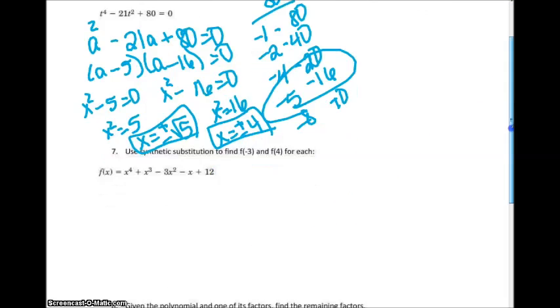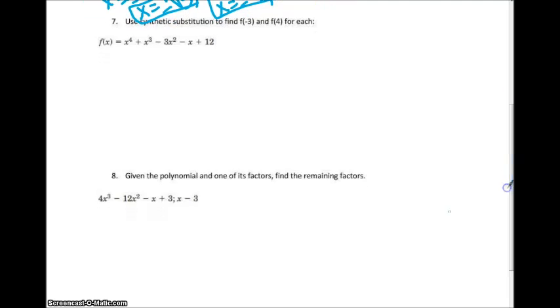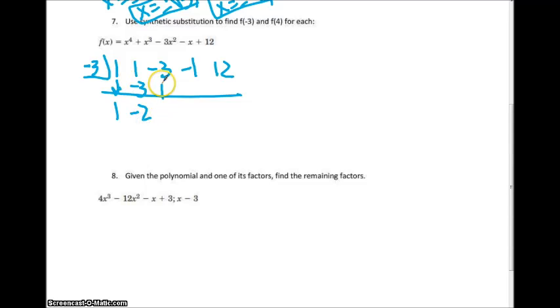Number 7 wants you to use synthetic substitution to figure out what f of negative 3 and f of 4 would be. So you're going to use the actual number they gave you, so negative 3. You have a 1, a negative 3, a negative 1, and a 12. Bring down your 1. You get negative 3, negative 2, 6, 3, negative 9, negative 10, 30, and 42 is your answer. Then you do the same thing, but with 4.